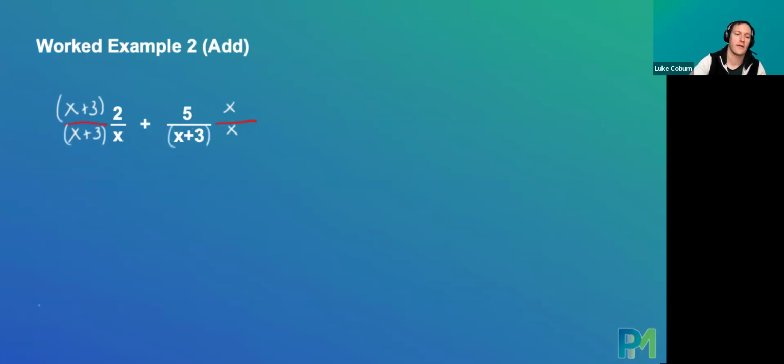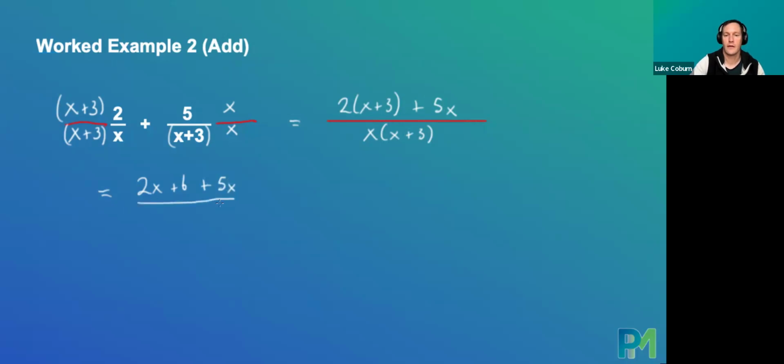I just put brackets around things to be safe. Now I realize that 2 times (x plus 3) plus 5 times x. That first line is 2x plus 6 and plus 5x. The bottom line is still x times (x plus 3).